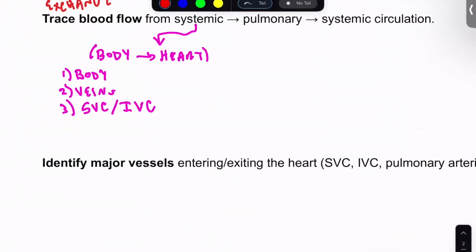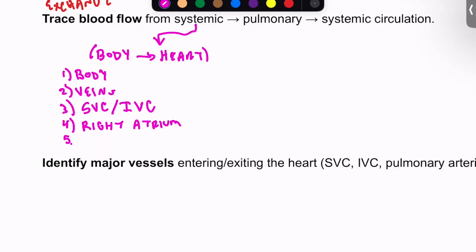Okay. Then once we have the superior vena cava and inferior vena cava, we're going through the heart. So we went from right atrium to right ventricle. And then hopefully you remembered the valve in between the right atrium and the right ventricle. It's the tricuspid. And the other is the mitral or bicuspid.